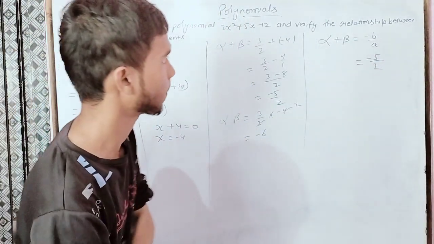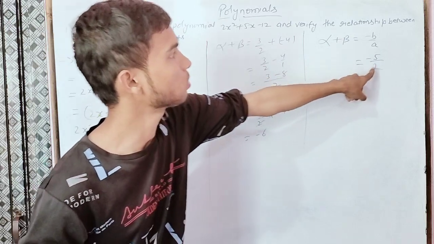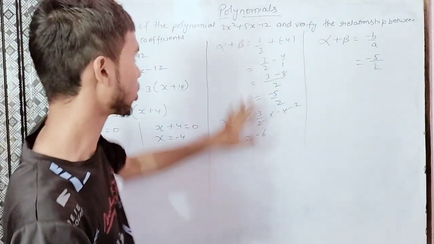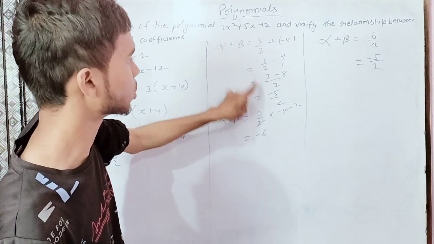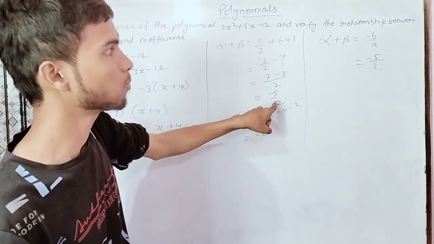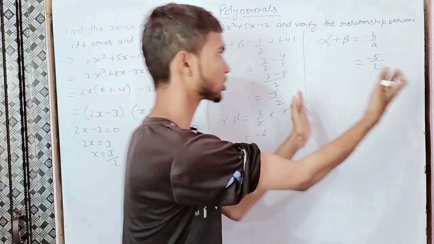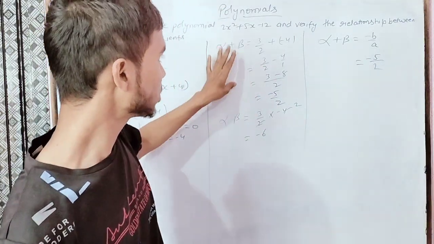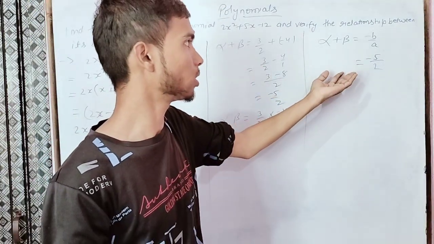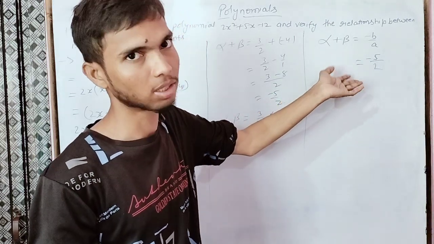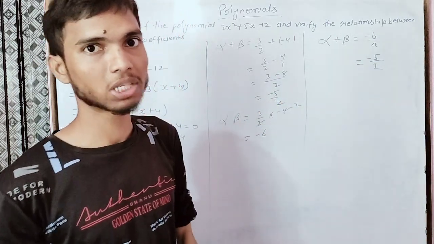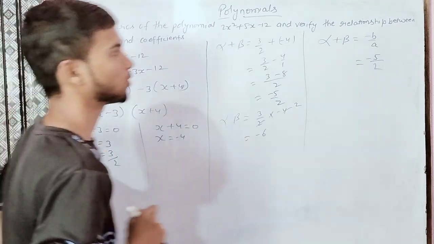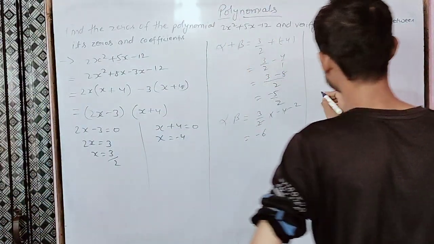Now you can see the sum of two zeros is minus 5 upon 2 by this method. Now by this method, the sum of two zeros answer came minus 5 upon 2. Both are equal. So you can use this method. Otherwise, if you want to use this method, then you can use this method. The answer will come the same.